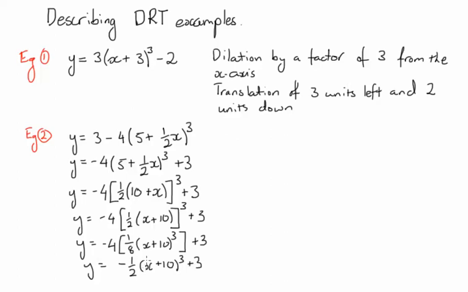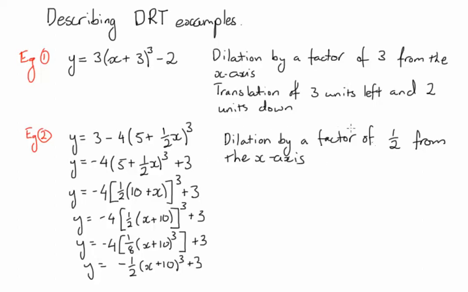Well, there's no coefficient of x, but we do have a coefficient out the front. So that's a dilation by a factor of, well, it's a half, so 1/2 from the x-axis. See, this is where it comes in handy, knowing these phrases. If you just know them, then you can look at a function and you can just put it on your page.